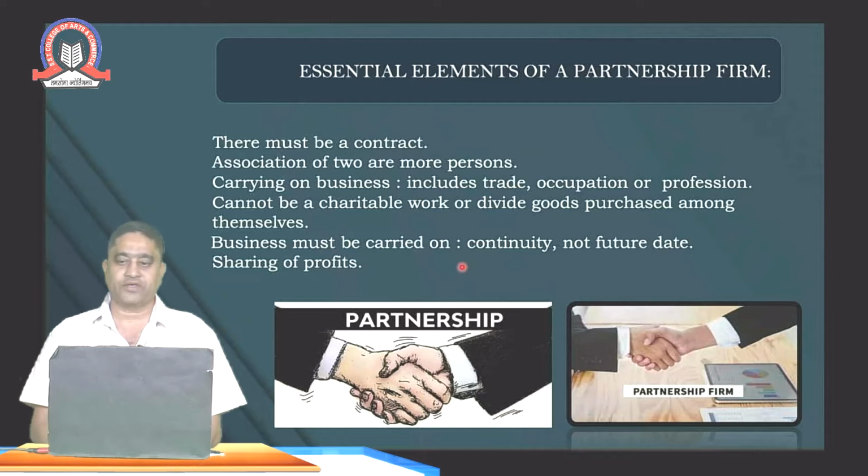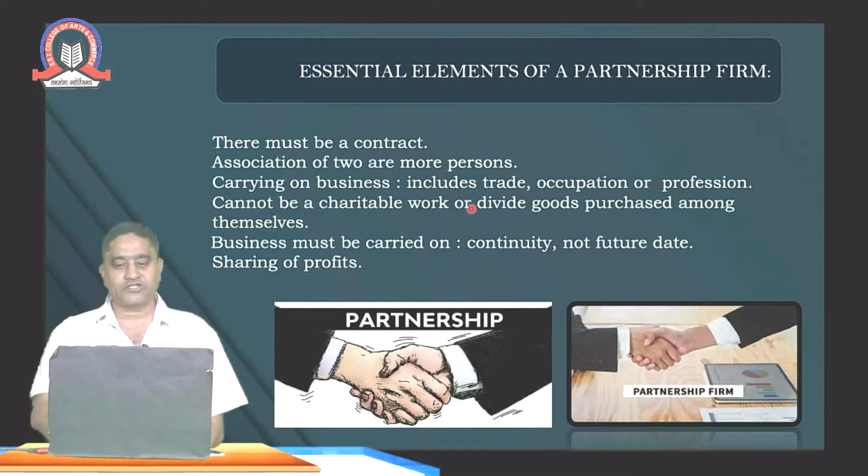Coming to the essential parts of the partnership firm, there should be a contract between the partners, and there should be an association of two or more persons who intend to form a partnership firm, carrying on a business which includes trade and any type of occupation. Any type of profession is covered, whether it is the profession of doctors, doing diagnostic business, having a pathological lab, or the association of persons who practise as advocates, lawyers, notaries, or chartered accountants who want to practise as a partnership.